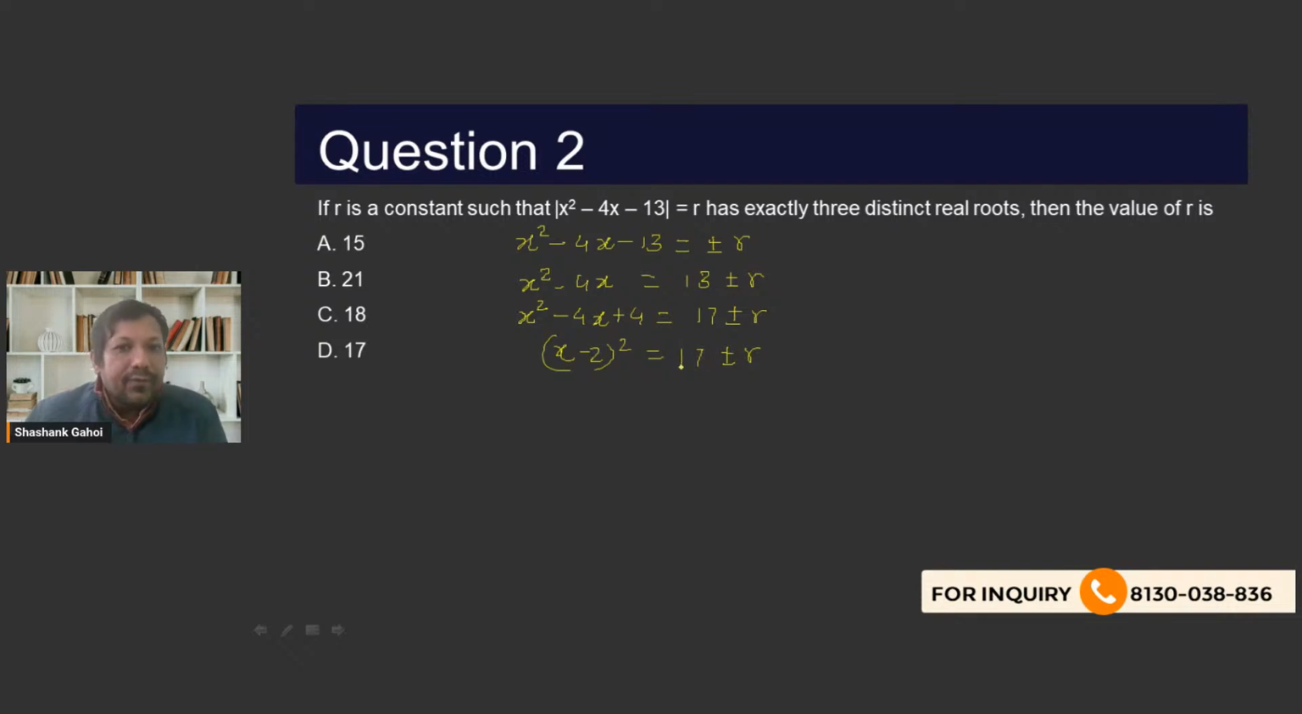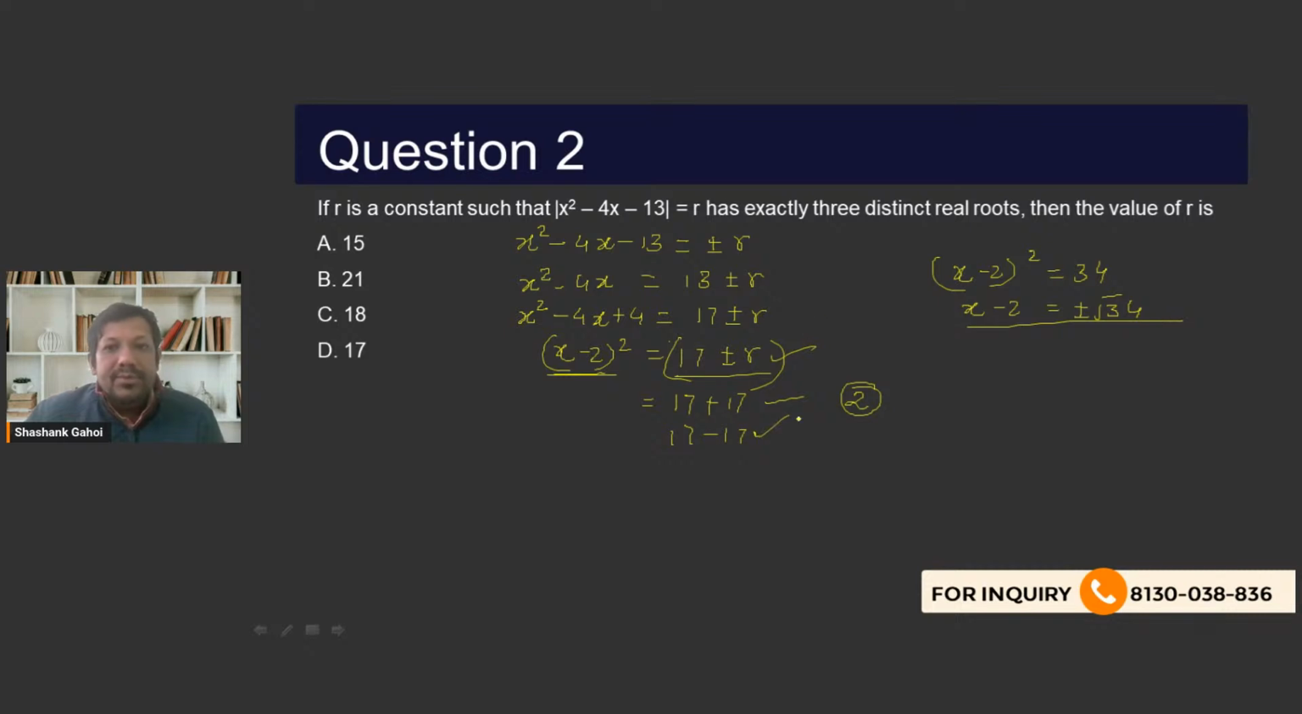So if this becomes equal to 0, that is going to give me one root. If this value becomes positive, then it is going to give me two roots, right? So it means it should be 0. If I put r equal to 17, so I can have 17 plus 17, that is 34, and 17 minus 17, that is 0. So basically from here I'm going to get two solutions. X minus 2 whole square is equal to 34. So x minus 2 comes out to be plus minus root 34. So from here I am going to get two solutions.